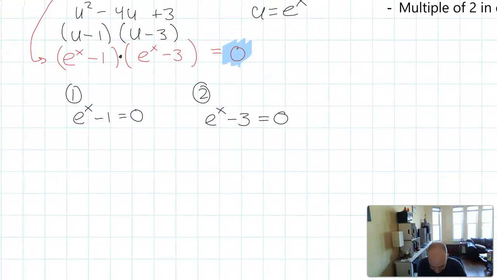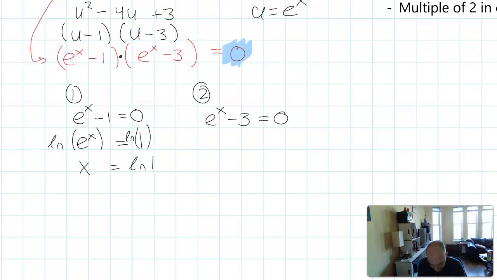So if e to the x minus 1 is 0, e to the x would have to equal 1. Hey, it's a logarithmic equation. We can take the natural log of both sides. So we get x equals natural log 1. Natural log 1 is 0. So x equals 0.